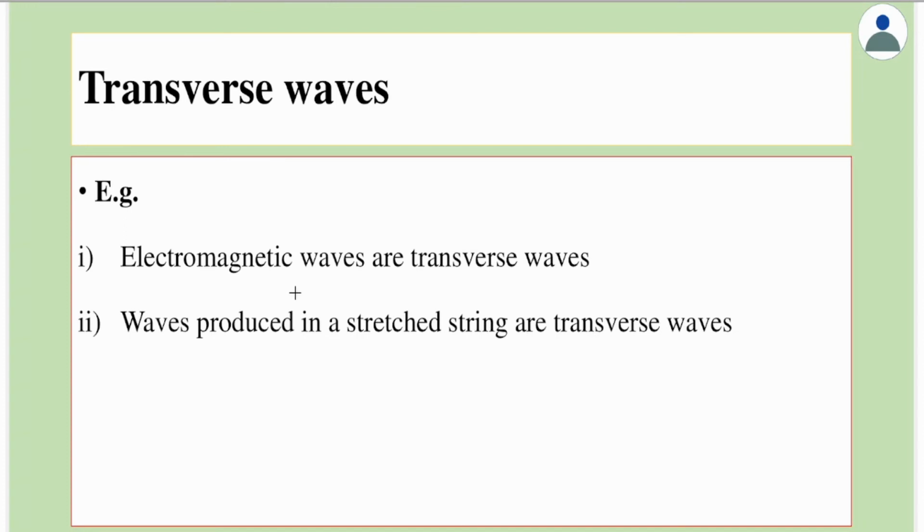There are many examples. One example is electromagnetic wave. Other examples could be waves produced in a stretched string. For example, we saw earlier that if you have a stretched string and it is somewhere plucked or disturbed, then what we get is standing waves. But even here, if the energy moves from say left to right, the particles will oscillate or vibrate in a direction which is normal to its propagation. They are called transverse waves.